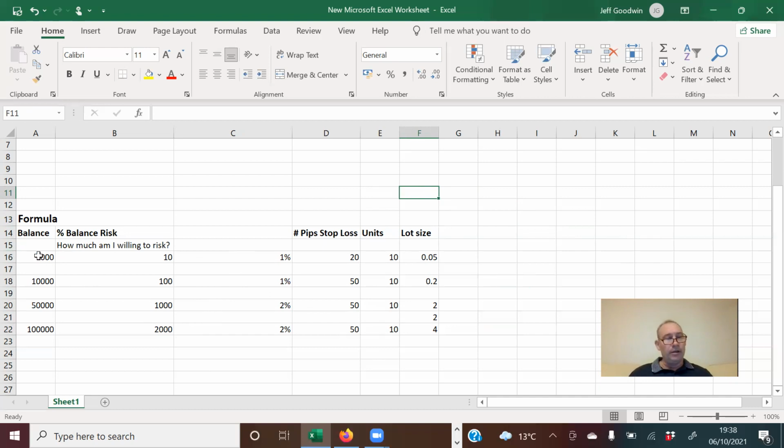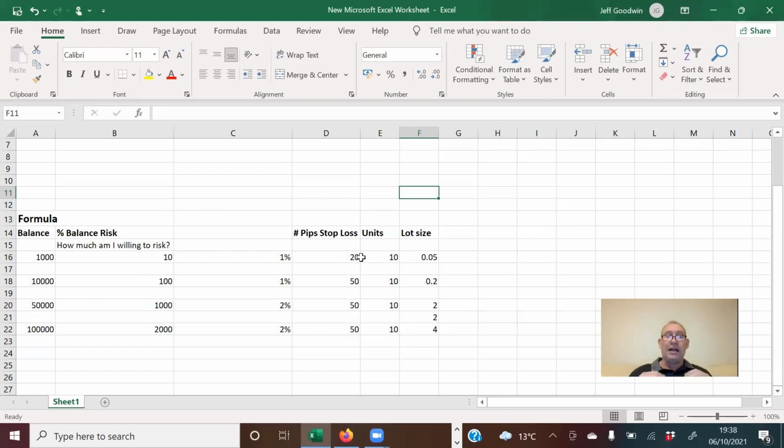So summary, the balance. Ask yourself, how much am I willing to risk? What percentage? 1%. Put the number. Divide that number by the number of pips for stop loss. So we're always finding out a risk to reward first. We are always looking at the percentage loss, therefore we're looking at the percentage gain.